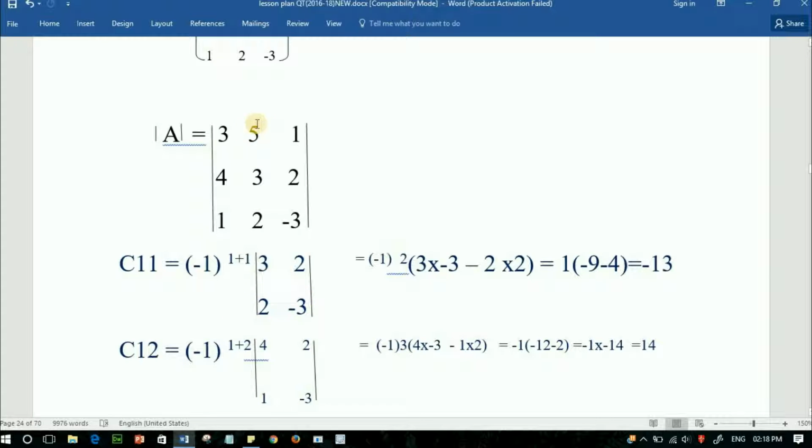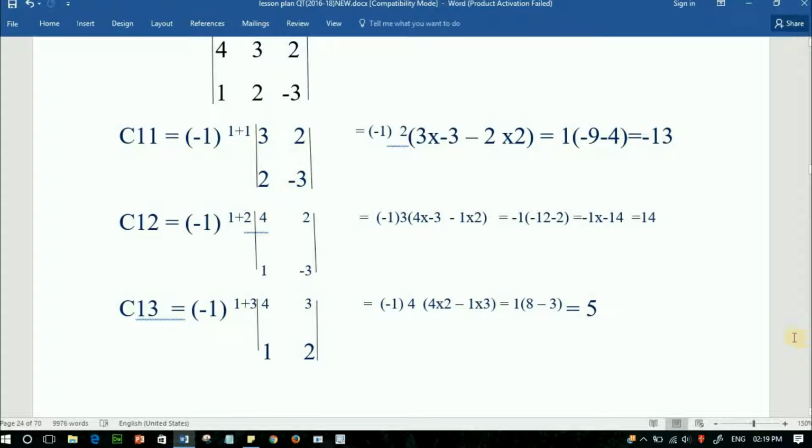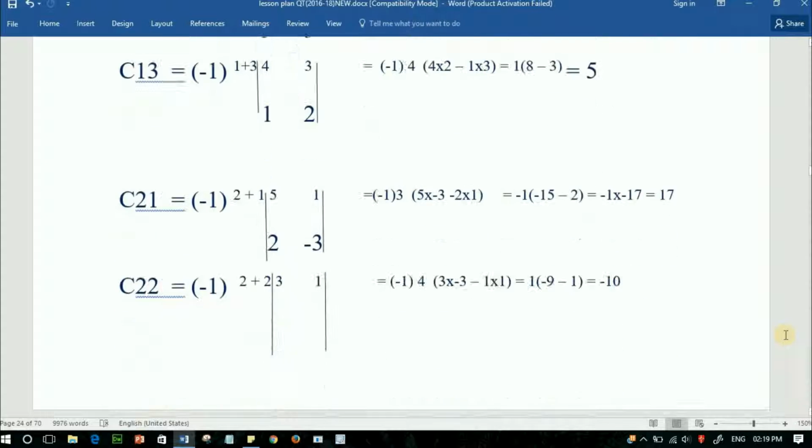Then C12. The cofactor of this element is minus 1 raised to 1 plus 2, and we are suppressing this column and this row. The remaining subdeterminant is [4, 2; 1, minus 3]. Expanding, we get minus 1 the whole cube into 4 into minus 3 minus 1 into 2. So the answer is 14. Similarly, you can find out C13 and C23, etc.